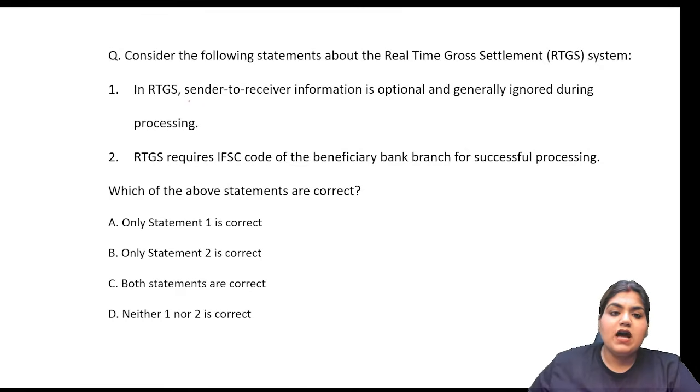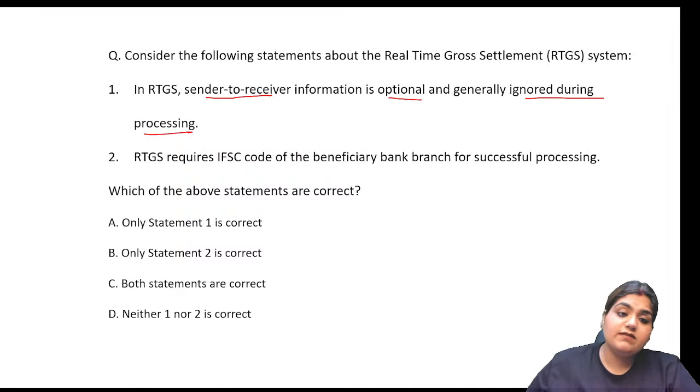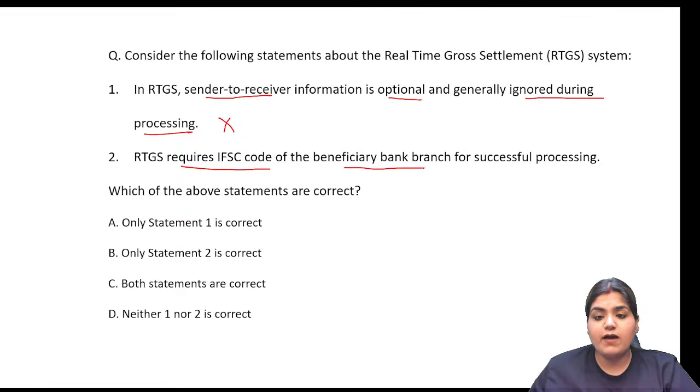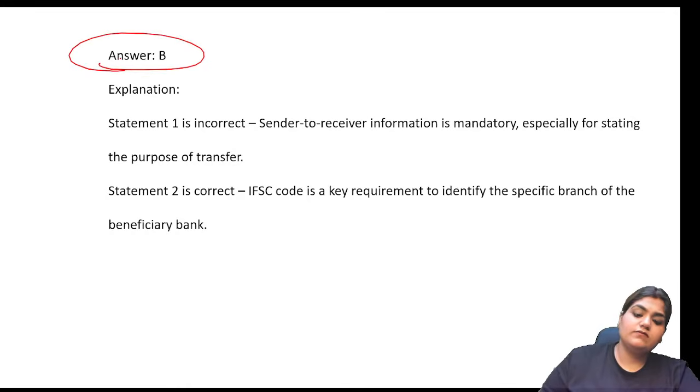See, sender to receiver information is optional and generally ignored during processing. No. Sender to receiver information is mandatory. Especially for stating the purpose of transfer, it is mandatory. Statement number 1 is incorrect. RTGS requires IFSC code of the beneficiary bank for a successful processing. Yes, it does. B is the correct answer.